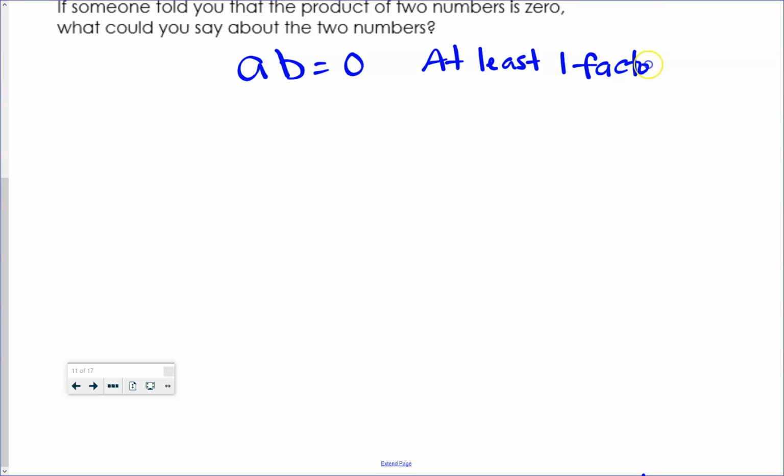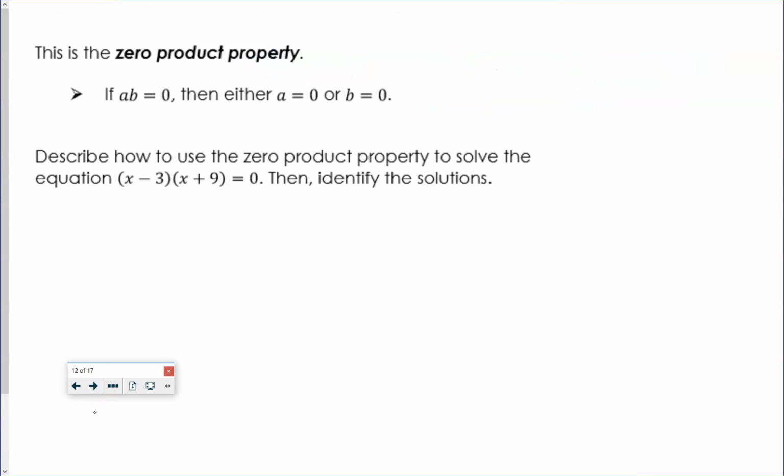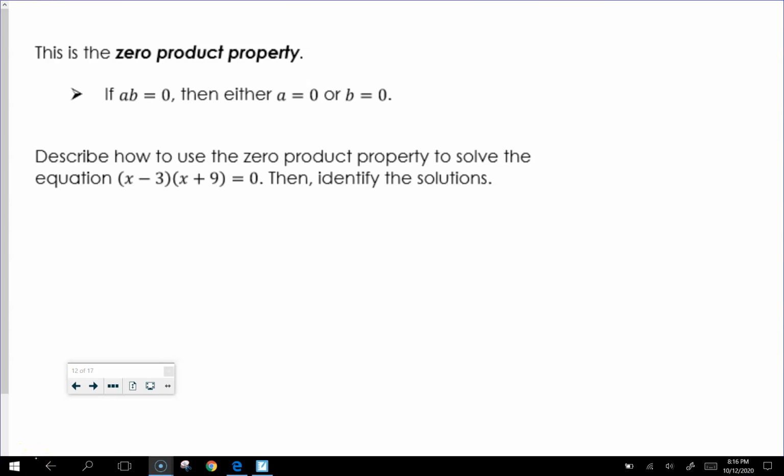At least one factor has to be equal to 0, right? For my product to equal 0, I have to multiply something by 0, right? All right, so that is our zero product property. If A times B equals 0, then either A equals 0 or B equals 0. Okay, one of the factors has to be equal to 0.